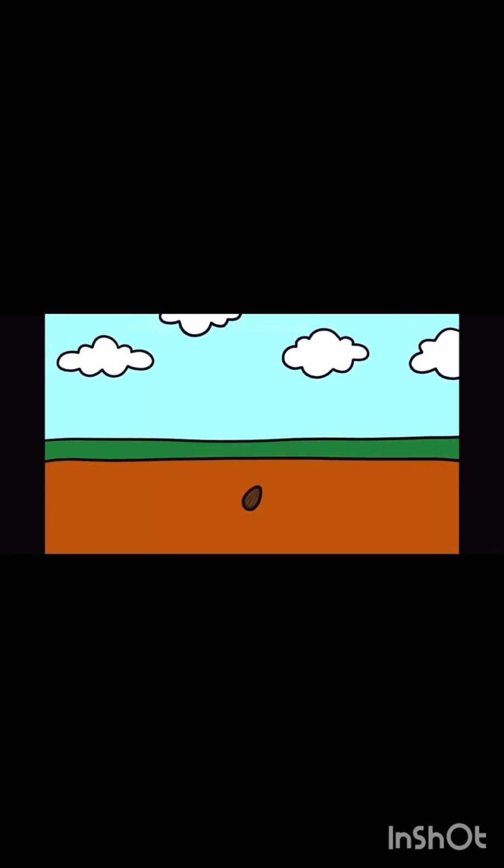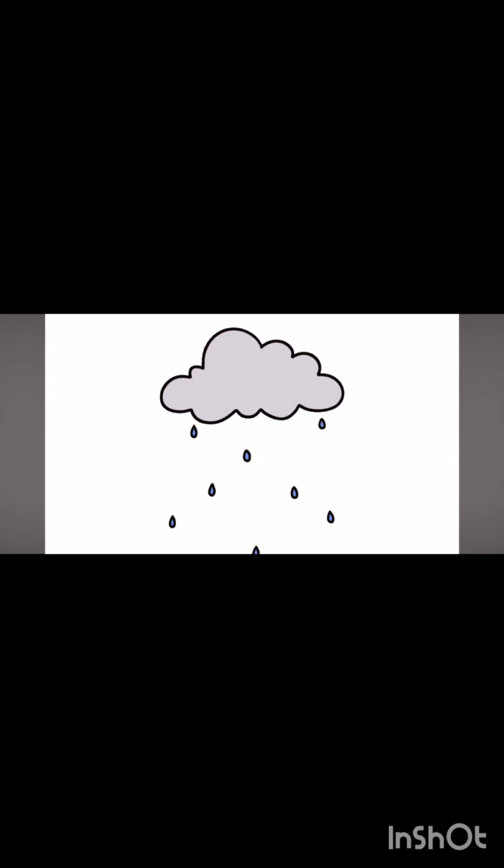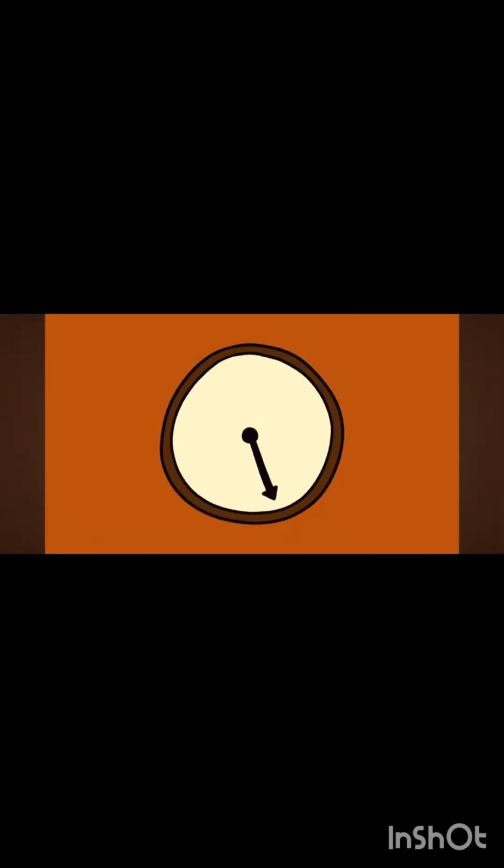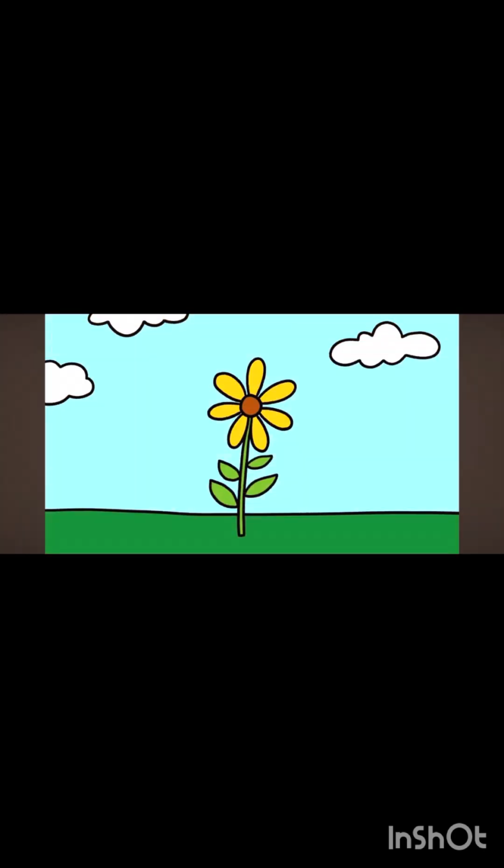Little seed on the ground, buried underneath the soil, needs a little bit of rain and a little bit of sun to grow. It'll grow roots and a stem, then leaves, and it'll get taller. Then one day, little seed will be a flower.